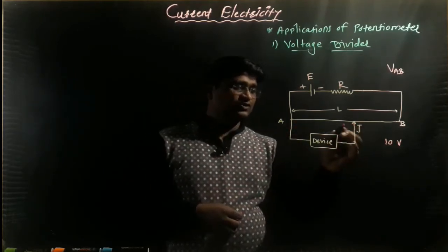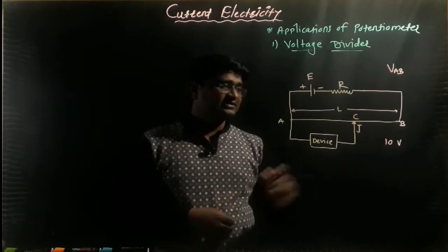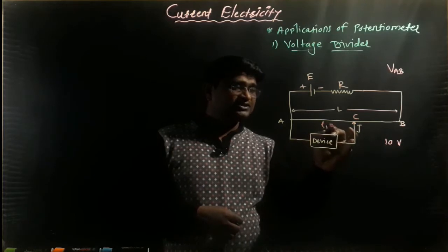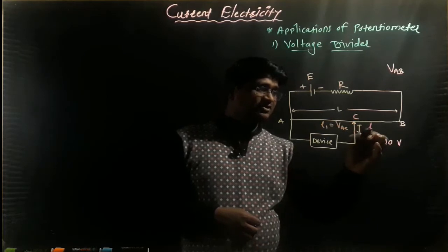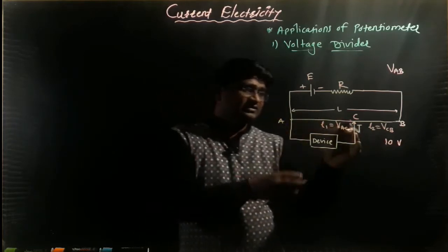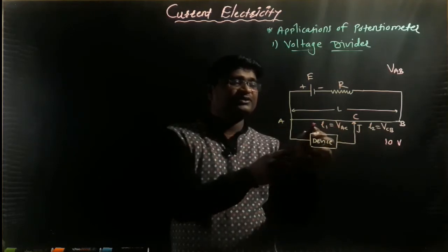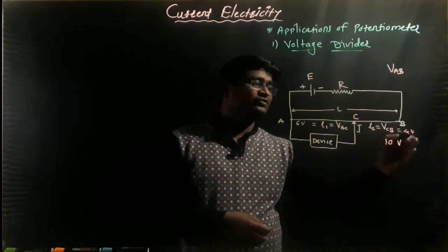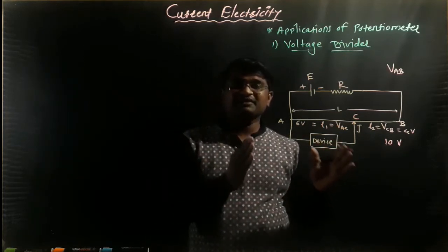When the slider jockey is sliding over the wire AB, and if it touches at point C, imagine that the length of the wire AC is denoted by L1, whose potential is denoted by VAC, and the length of the wire CB is denoted by L2, whose potential is denoted by VCB. If the jockey touches at point C and we observe about 6 volts out of 10, then the remaining potential will be 4 volts. It means that through the slider, the potential difference can easily be divided using the potentiometer.